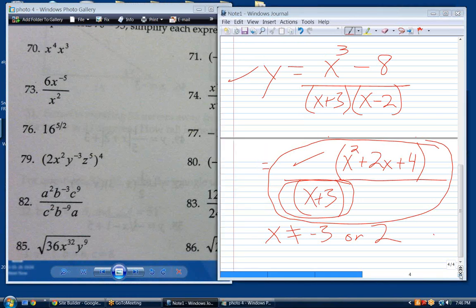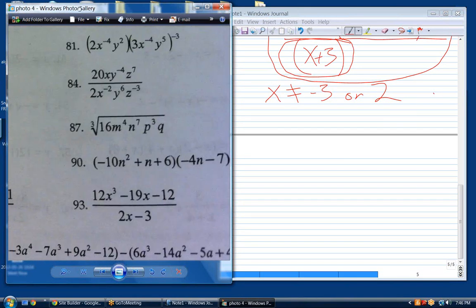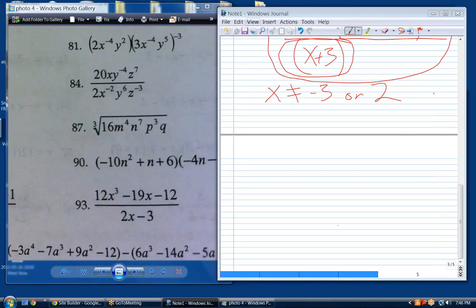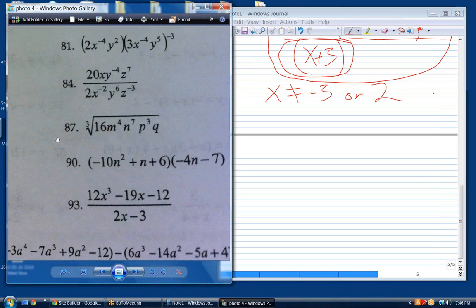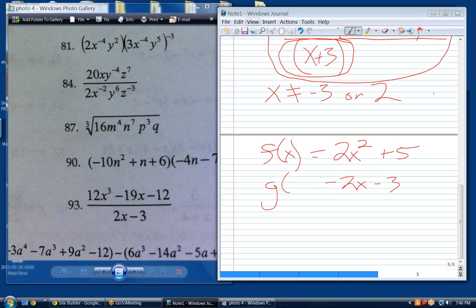I did have a question about 96. I don't know if you can see that on there, but 96 on that picture. Why don't you read it to me? I can't see it. It says assume that f of x equals 2x squared plus 5, and that g of x equals negative 2x minus 3. And then the question says find f of x plus g of x. And with that, I would just take the two equations and plug them in, f of x and g of x.